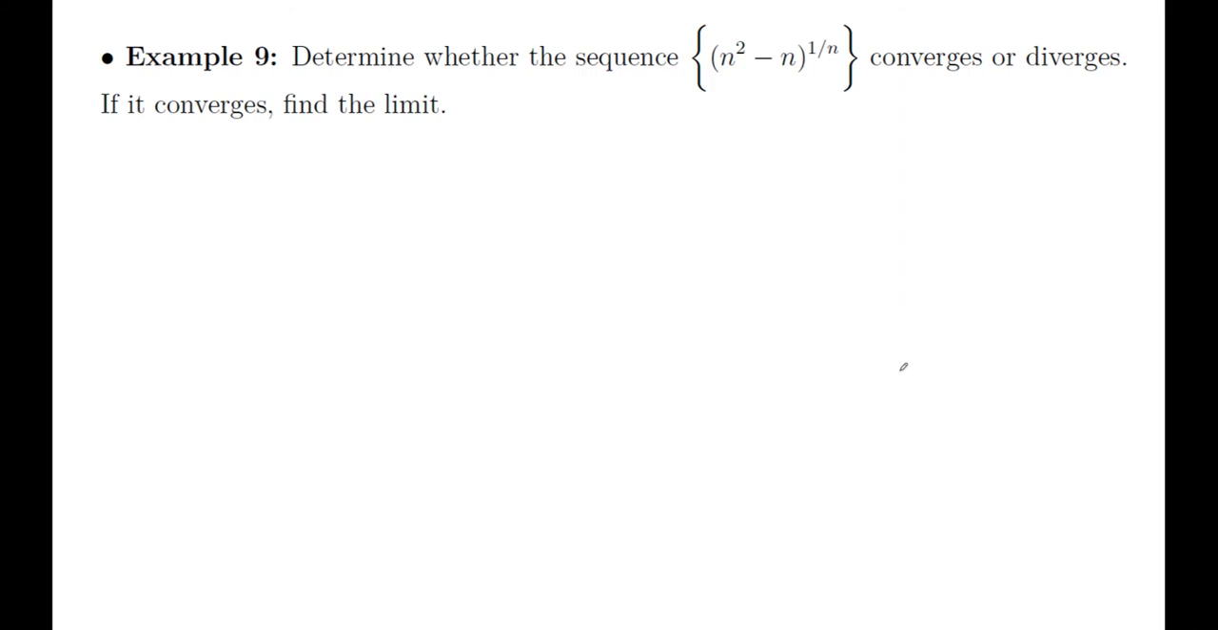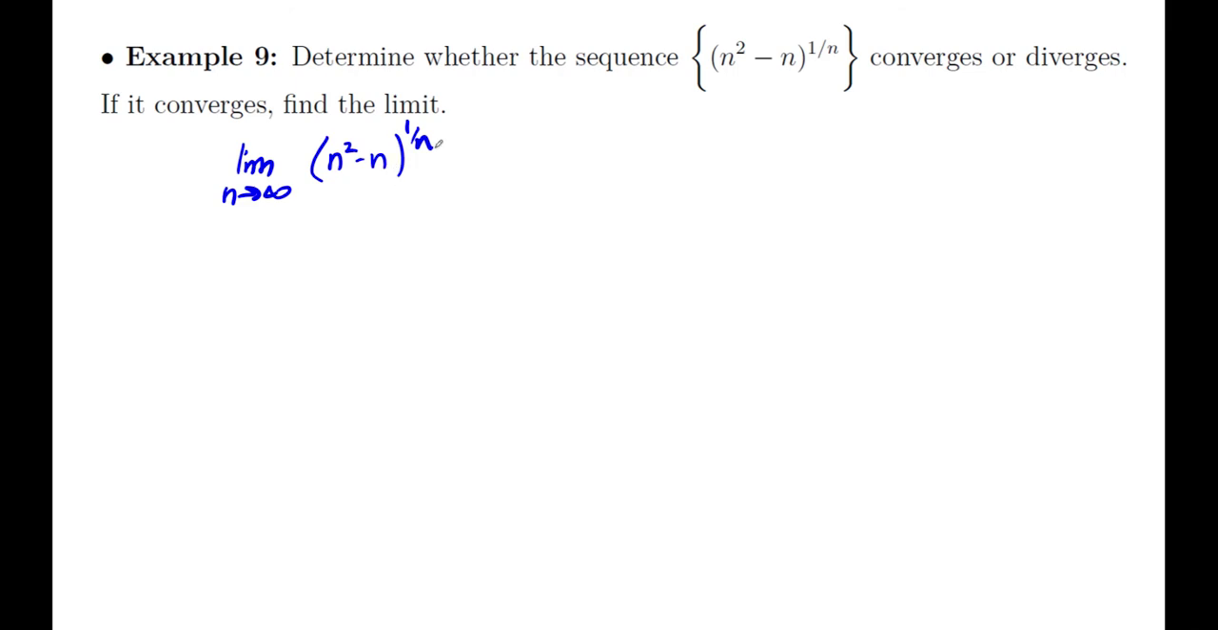All right, now for an ugly looking one here. So we've got this sequence that we would like to take the limit of. Okay, so we're going to say the limit as n goes to infinity of n squared minus n raised to the 1 over n. Anytime you have variables in the base and the exponent, things get tricky.